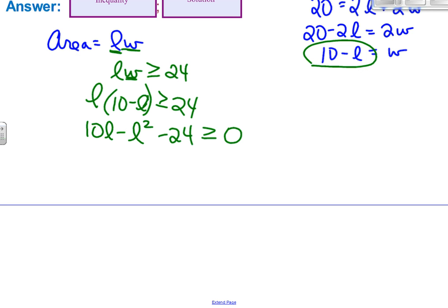Now I want to rearrange this so it's in standard form, but notice my L squared is negative. Since my L squared is negative, I'm going to want to change that to a positive. When I do that, I'm going to multiply everything by -1 or divide everything by -1, however you want to think of that. But what that's going to do is flip the inequality. Does everybody remember that's the big thing? If you multiply or divide by a negative in an inequality, it flips the inequality. So first I'll just rearrange it. Negative L squared plus 10L minus 24 is greater than or equal to 0.